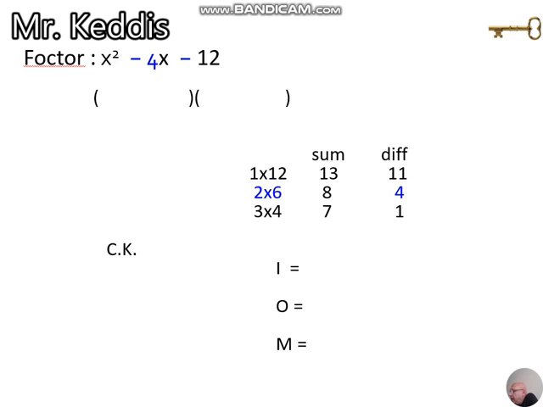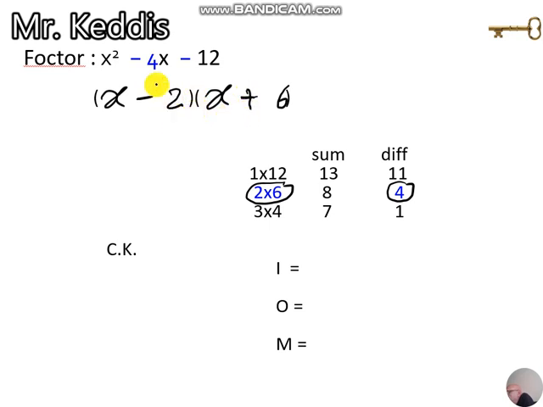To factor x squared minus 4x minus 12, here x and x. Because the sign is negative, I look under the difference. Where is the difference 4? Oh, this is a 4, which corresponds to 2 and 6. I write the two numbers here, 2 and 6. The sign of the last term is negative, so these two signs must be different: one is negative, one is positive.